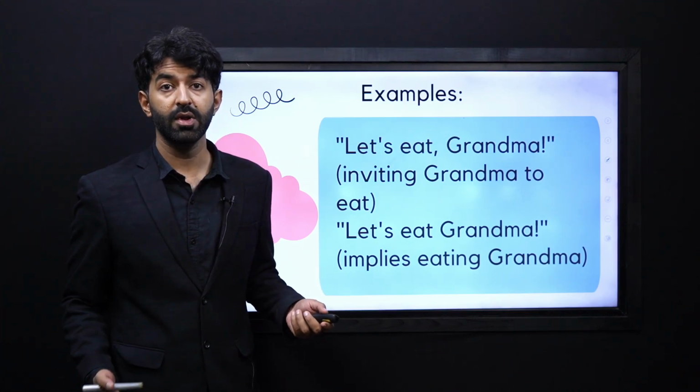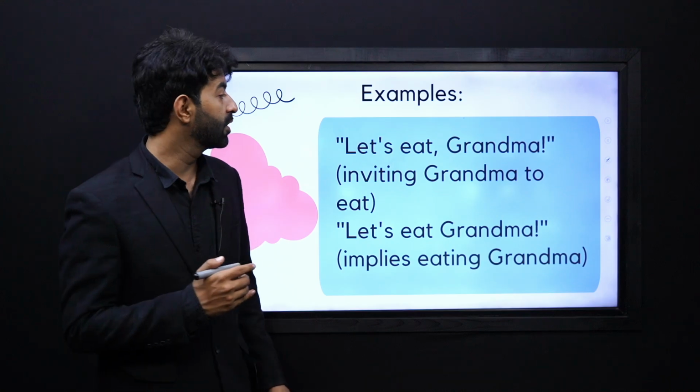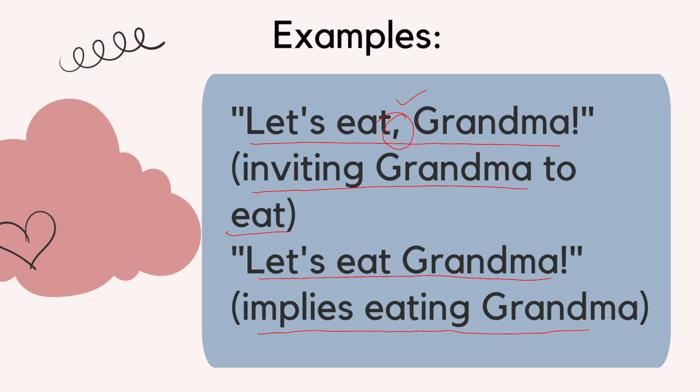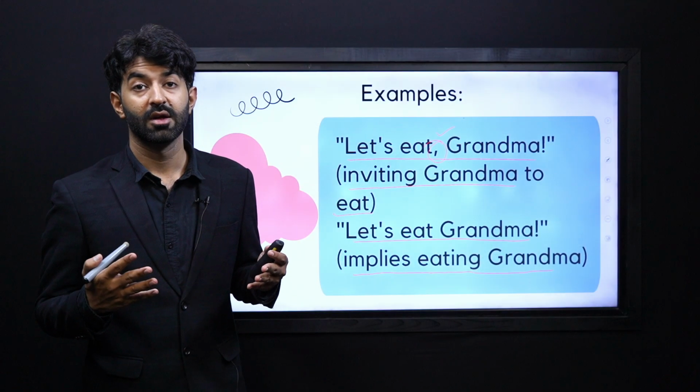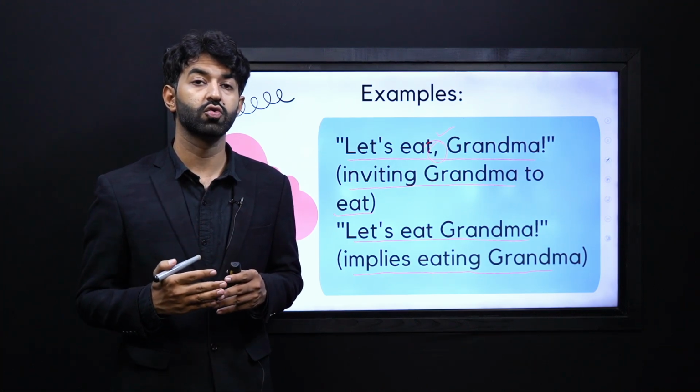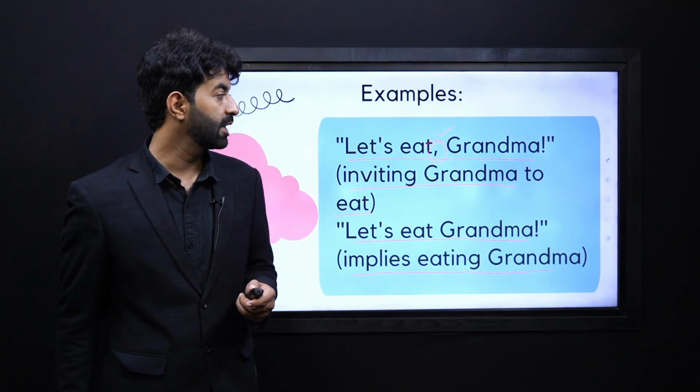Let's look at another example, and the punctuation is very important over here. Number one is, "Let's eat, grandma." This means the comma is suggesting that the speaker or the writer is inviting grandma to eat. Punctuation plays a very important part over here. But if you say, "Let's eat grandma," this will completely change the meaning and it will imply eating grandma, which is not the case. This is not what we are trying to say. So, punctuation is very important if we want to identify the meaning of any text.